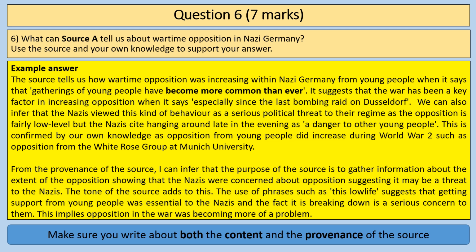From the provenance of the source, I can infer that the purpose of the source is to gather information about the extent of the opposition, showing that the Nazis were concerned about opposition, suggesting it may be a threat to the Nazis. The tone of the source adds to this. The use of phrases such as "this low life" suggests that getting support from young people is essential to the Nazis, and the fact it is breaking down is a serious concern to them. This implies opposition in the war is becoming more of a problem.